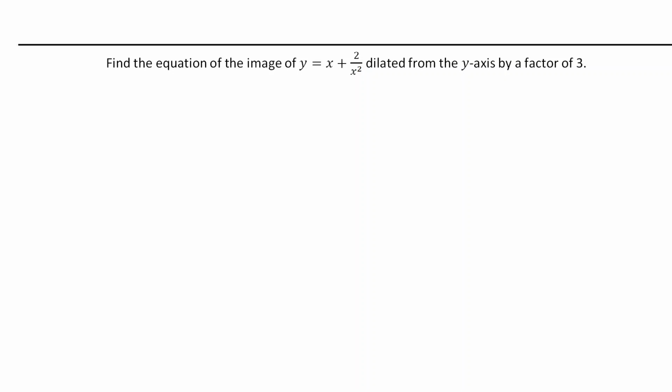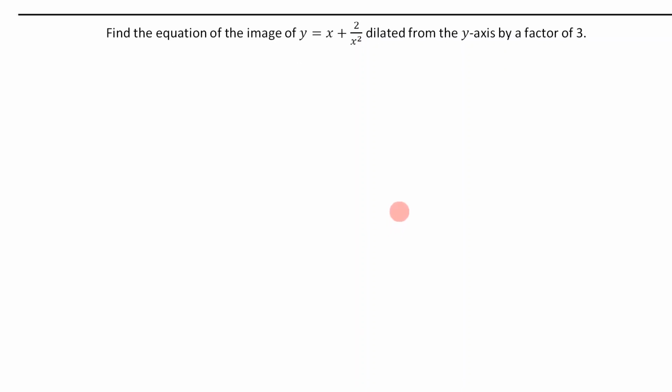We are now going to answer this question before us. We're going to do it using both our techniques, so by inspection and by the method. So let's read it. Find the equation of the image of y is equal to (x + 2)/x² dilated from the y-axis by a factor of 3. So we are dilated from the y-axis by a factor of 3.